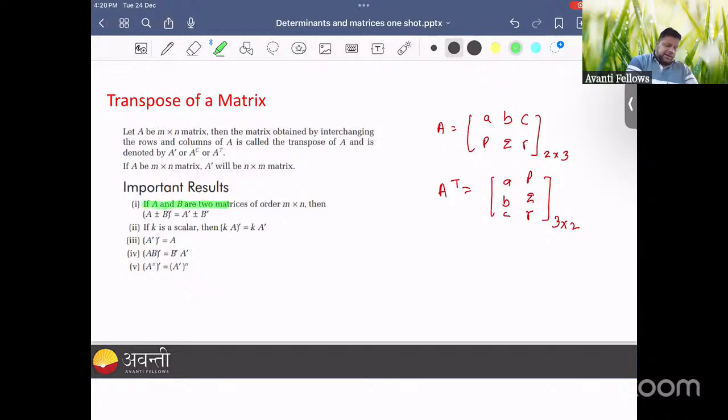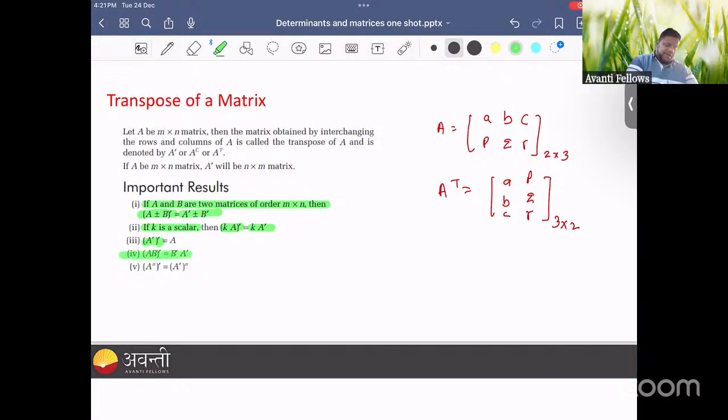Now, properties of transpose of a matrix. If A and B are two matrices of order m by n, then (A plus minus B) transpose is A transpose plus minus B transpose. Distribute transpose to individual matrices. If k is a scalar, then (kA) transpose is k times A transpose. Third is (A transpose) transpose is again the original matrix.